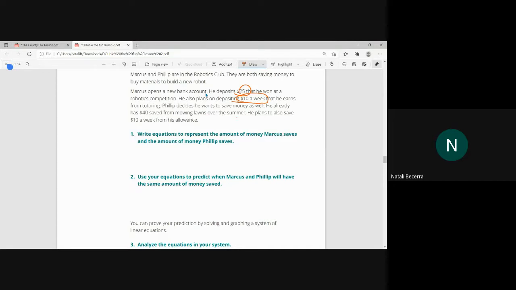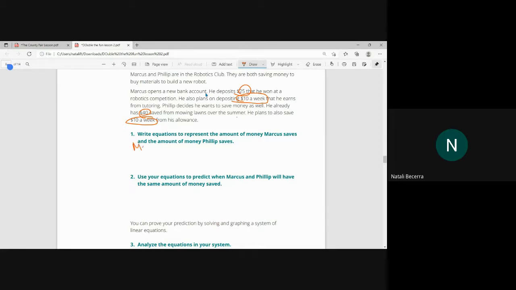Philip decides he wants to save money as well. So he already has $40 saved from mowing lawns over the summer. He plans to also save $10 a week. Write equations to represent the amount of money Marcus saves and the amount of money Philip saves.